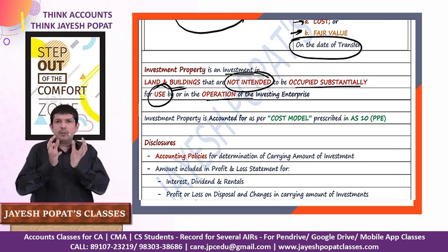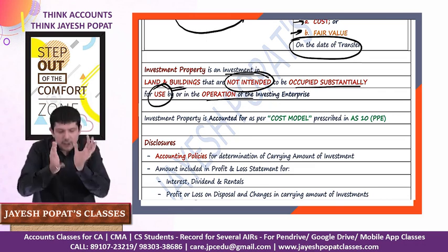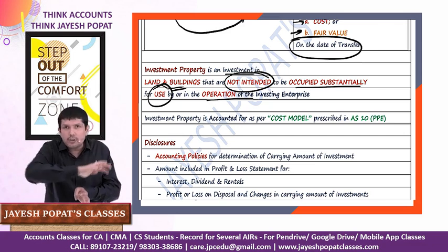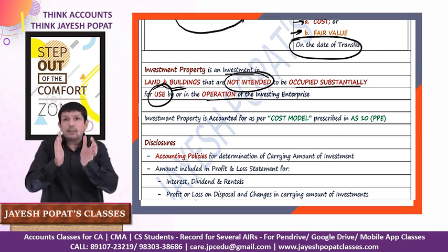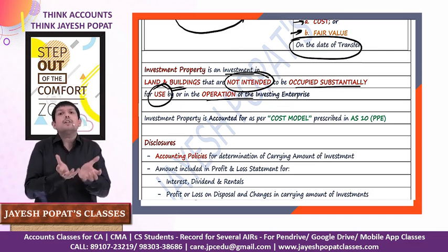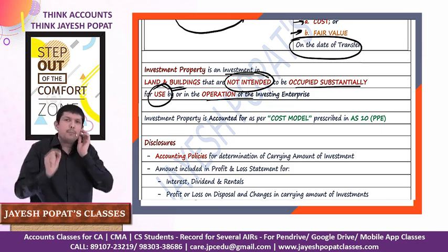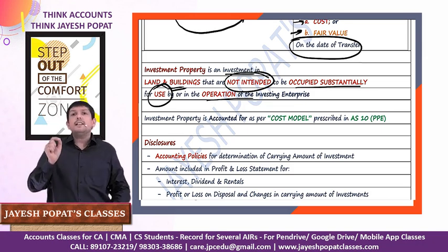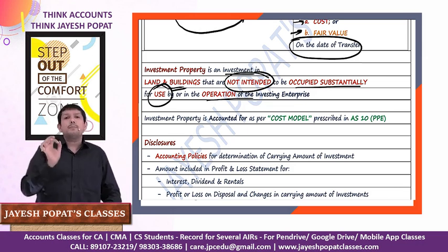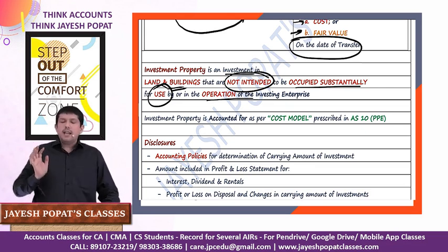So the intention of holding land and building as PPE is using it in the business. Here we are holding land and building, but the intention is not to use it in our business, but to hold it for maybe capital appreciation purpose or maybe for earning rental purpose. Therefore, it is to be treated as investment property. So what is an investment property? It is an investment in land and building which is not intended to be occupied substantially for use by or in the operations of the enterprise.